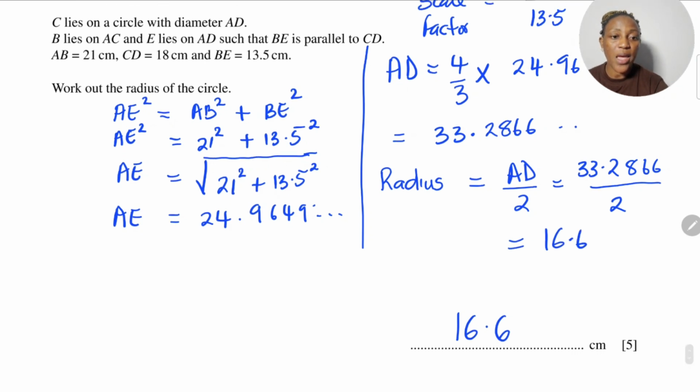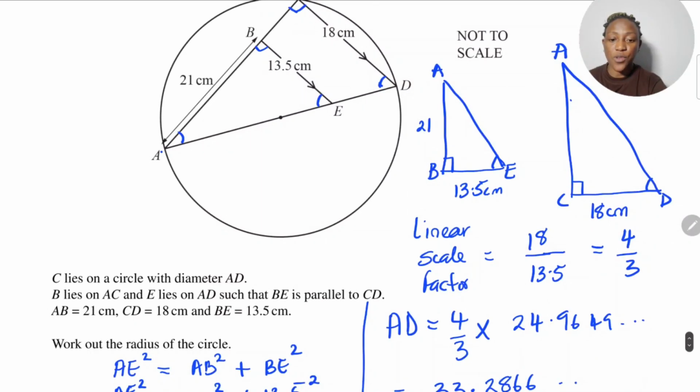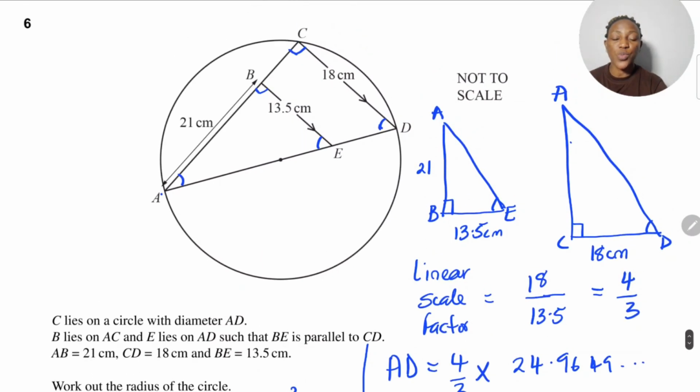I hope you understand this. I hope it's clear. Please go over it. We are asked for the radius of the circle, but we need to be able to see from this diagram that we are dealing with two similar triangles.